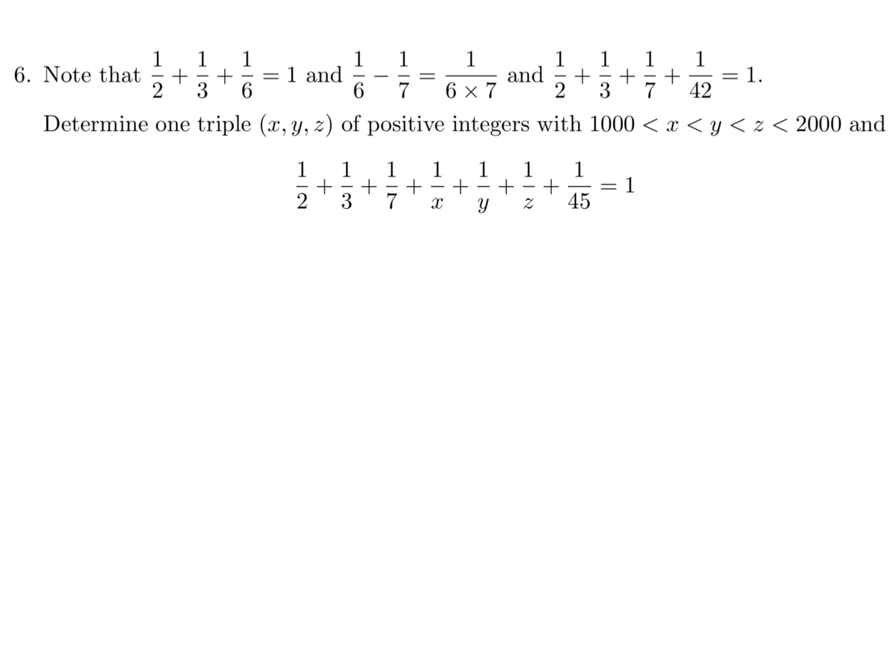Note that 1/2 plus 1/3 plus 1/6 is 1, and 1/6 minus 1/7 is 1 over 6 times 7, and 1/2 plus 1/3 plus 1/7 plus 1/42 equals 1. Determine a triple xyz of positive integers with 1,000 less than x less than y less than z less than 2,000, and 1/2 plus 1/3 plus 1/7 plus 1/x plus 1/y plus 1/z plus 1/45 is equal to 1.